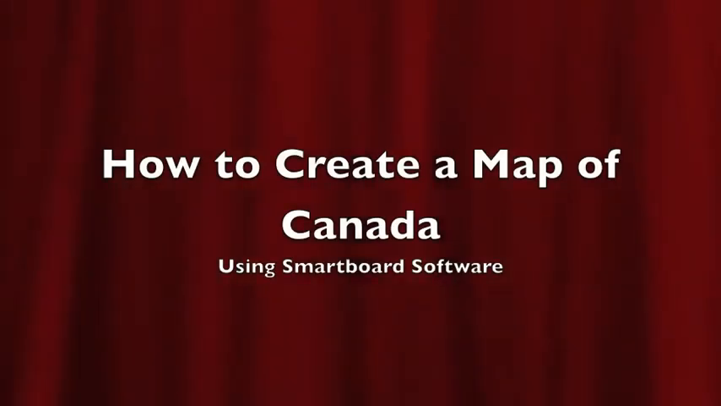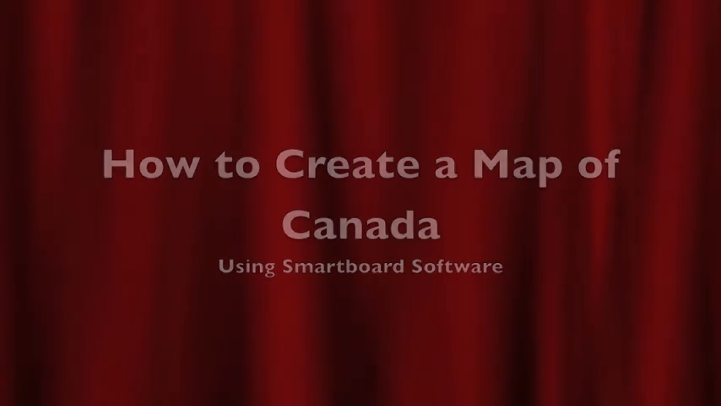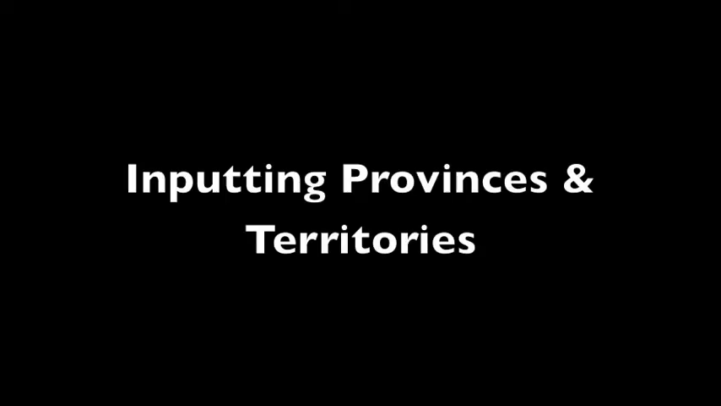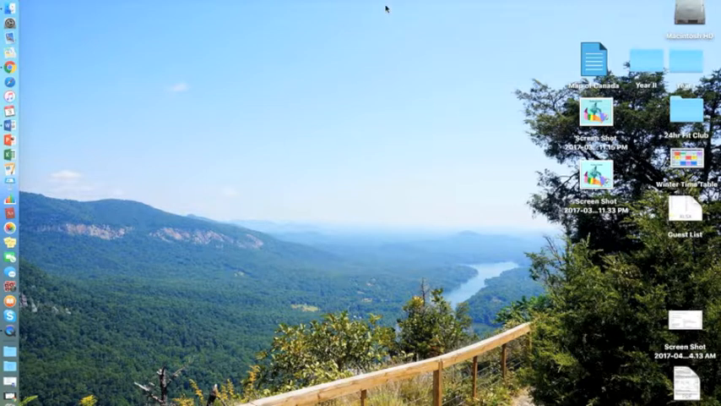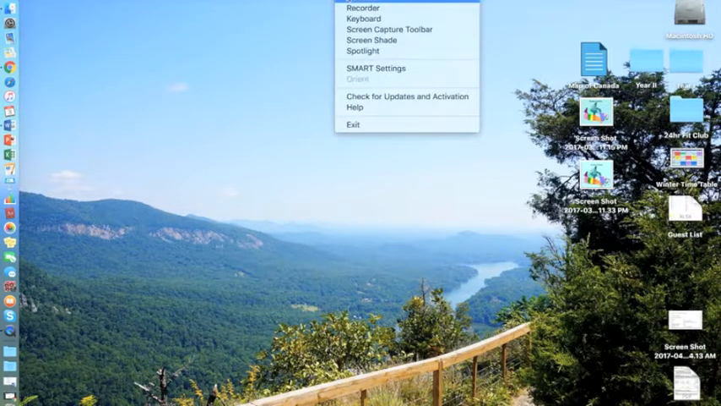Hello, today's tutorial is about how to make a map of Canada using Smartboard software. We will begin by inputting the provinces and territories. First, you will need to open your Smartboard Technologies application.